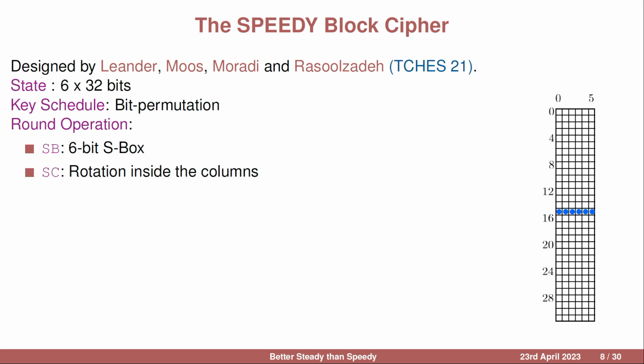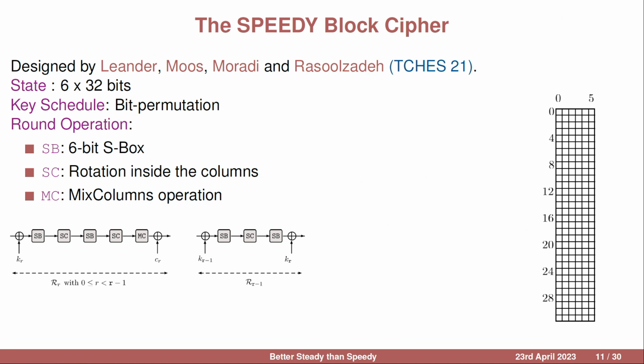Then there is SC, which stands for shift column, that rotates each column by a different offset depending on the index of the column. The last one is mix column, which is a linear operation applied to every column. The round function of SPD is displayed as follows, and as you can see, there are 2 SBox layers per round, so it's a pretty heavy round function. Note that for the last round, the 2 last linear operations, SC and MC, are omitted, and there is an extra whitening key addition added.